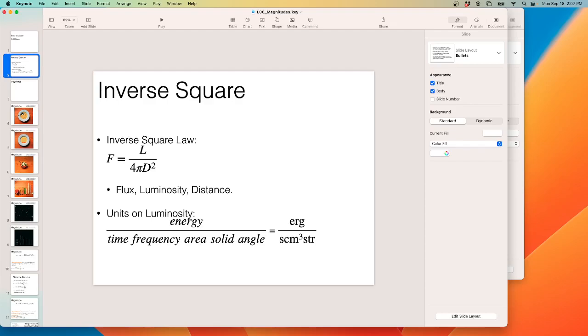So this is the flux. F is a flux, and it is measured in energy per time, per frequency, per area, per solid angle. So that's the flux. And the luminosity is like that, but you get one extra area less, because you got this extra d squared, so there's an area.